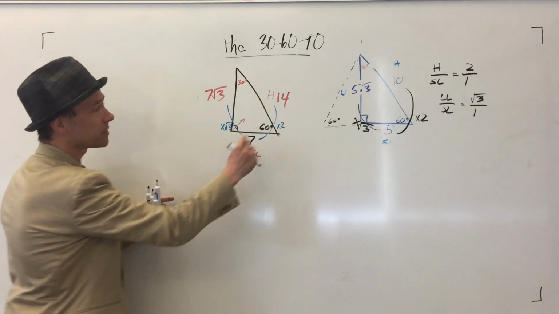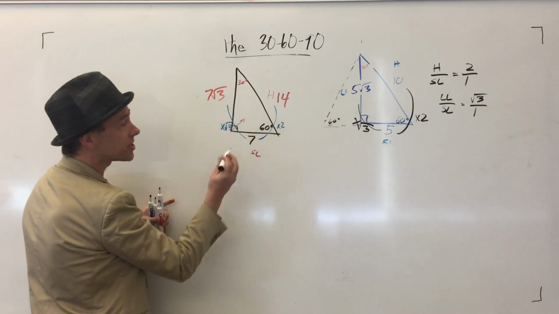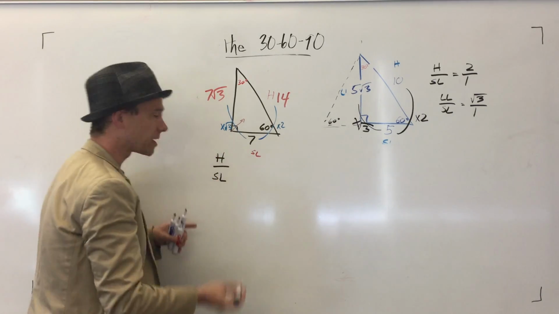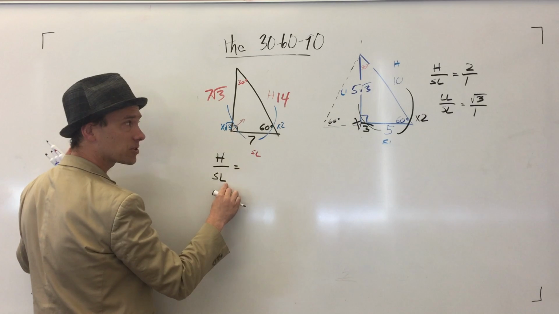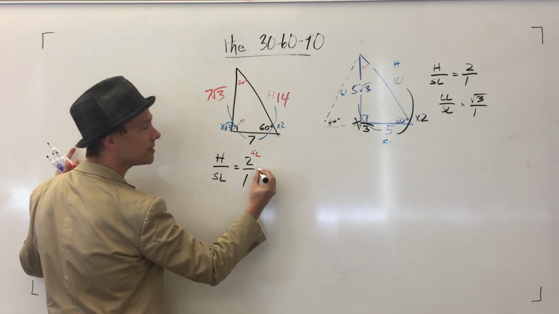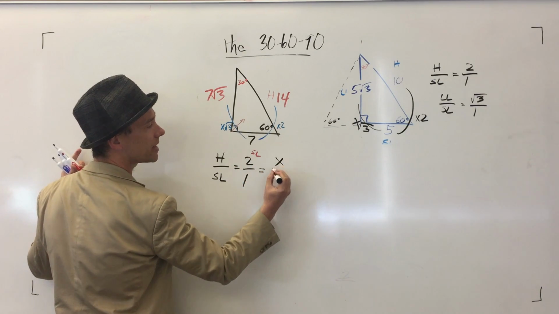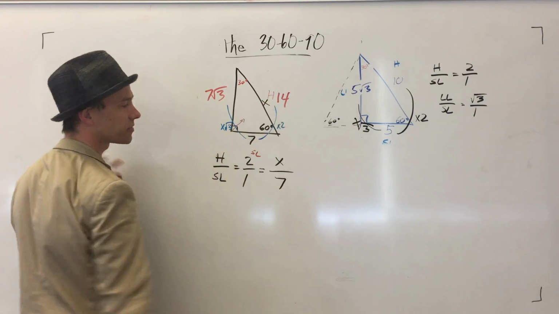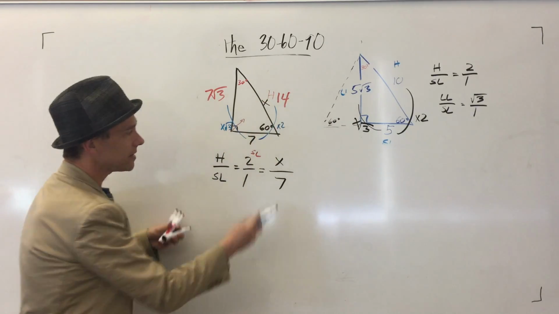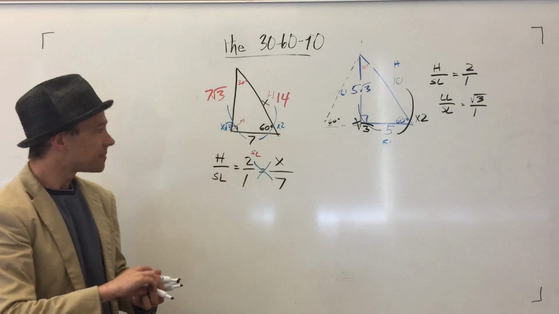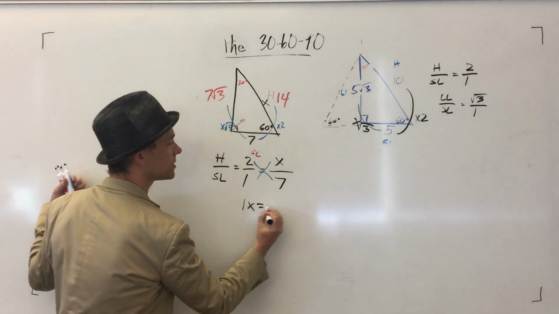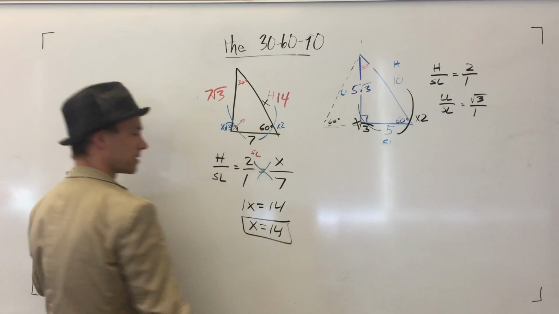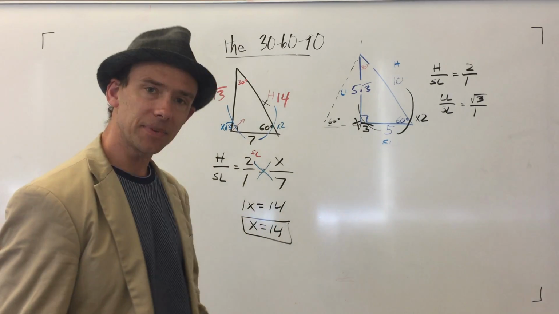So here's another way of getting this exact same thing. A lot of students really like this because it's more like a formula. You say the ratio of the hypotenuse to the short leg is 2 to 1, which is equal to x over 7. So assuming I just called this x, like I was trying to solve for that, then cross multiply. So 1x is equal to 14. So x is equal to 14. How do you like me now?